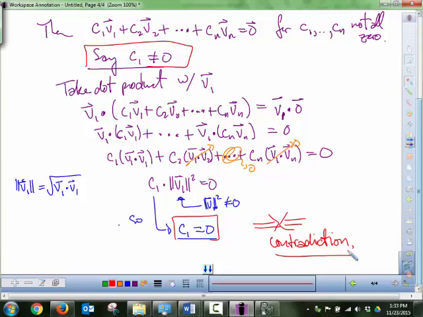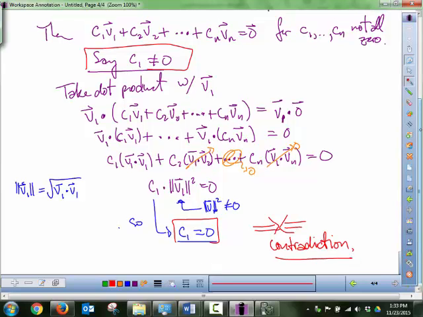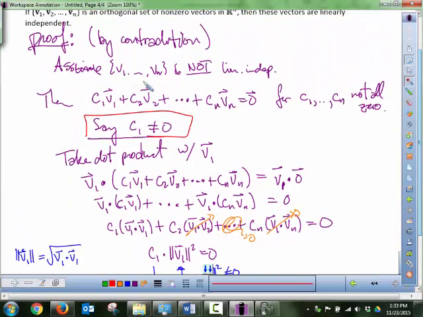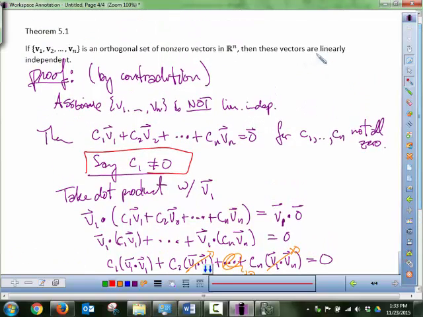So what that means is that you assumed the opposite of your conclusion, and then you used the conditions in the theorem, and then you got something that was wrong. So that means your original assumption must have been false. We assumed that this is not linearly independent, so that must have been false. So that must mean that they are in fact linearly independent. Okay?